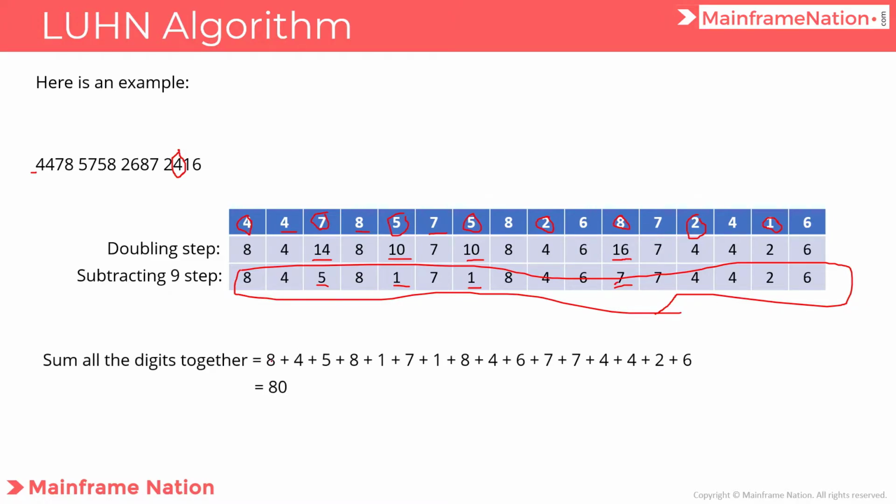Add all of these together and we will get 80. 80 is fully divisible by 10. Hence, this is a valid credit card number.